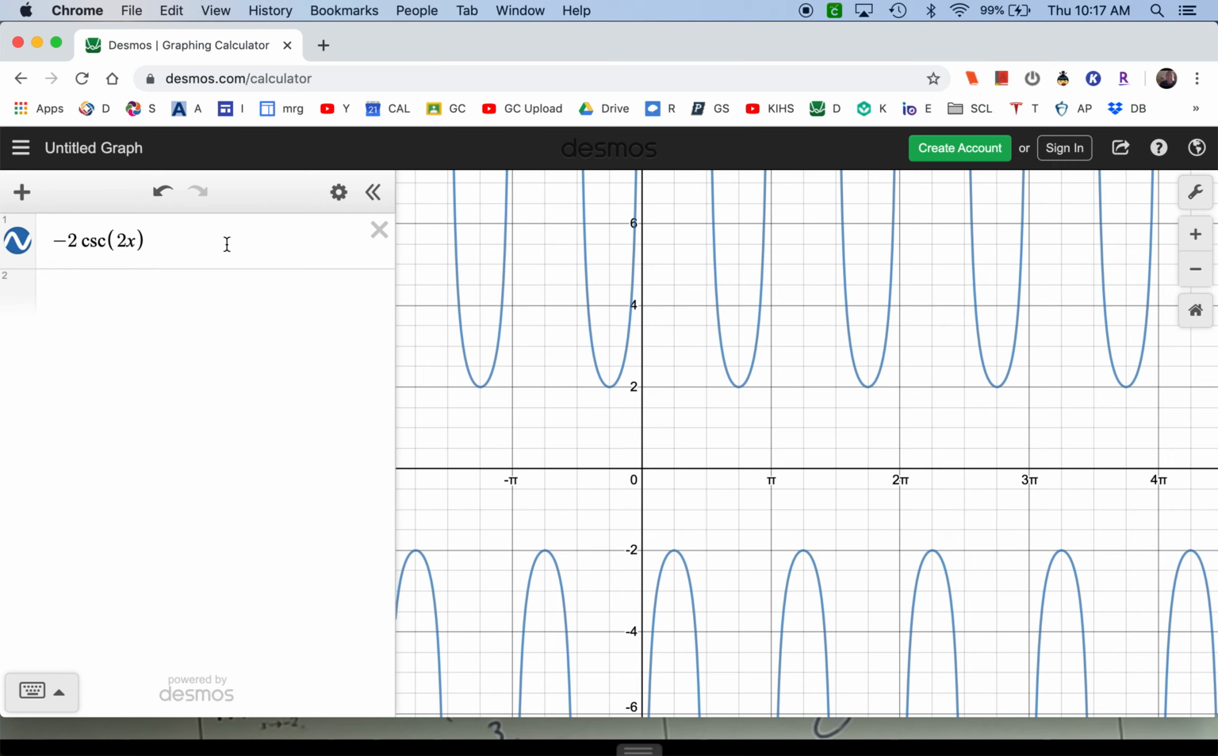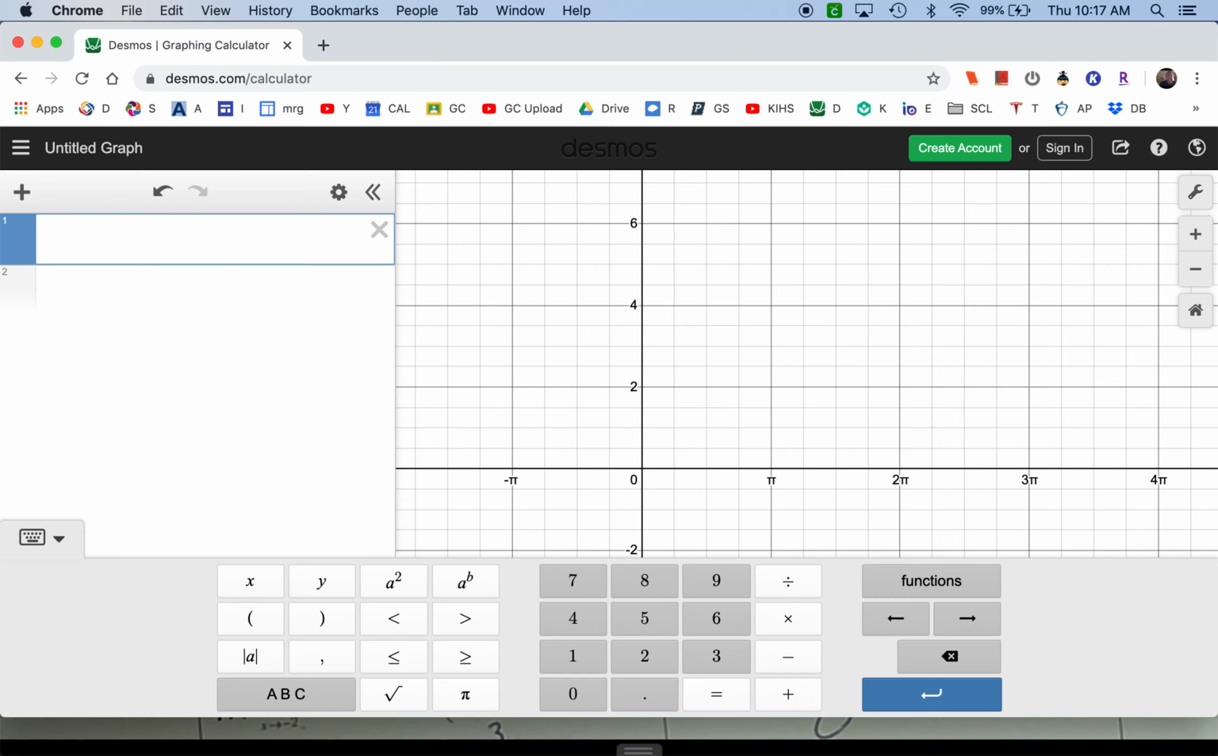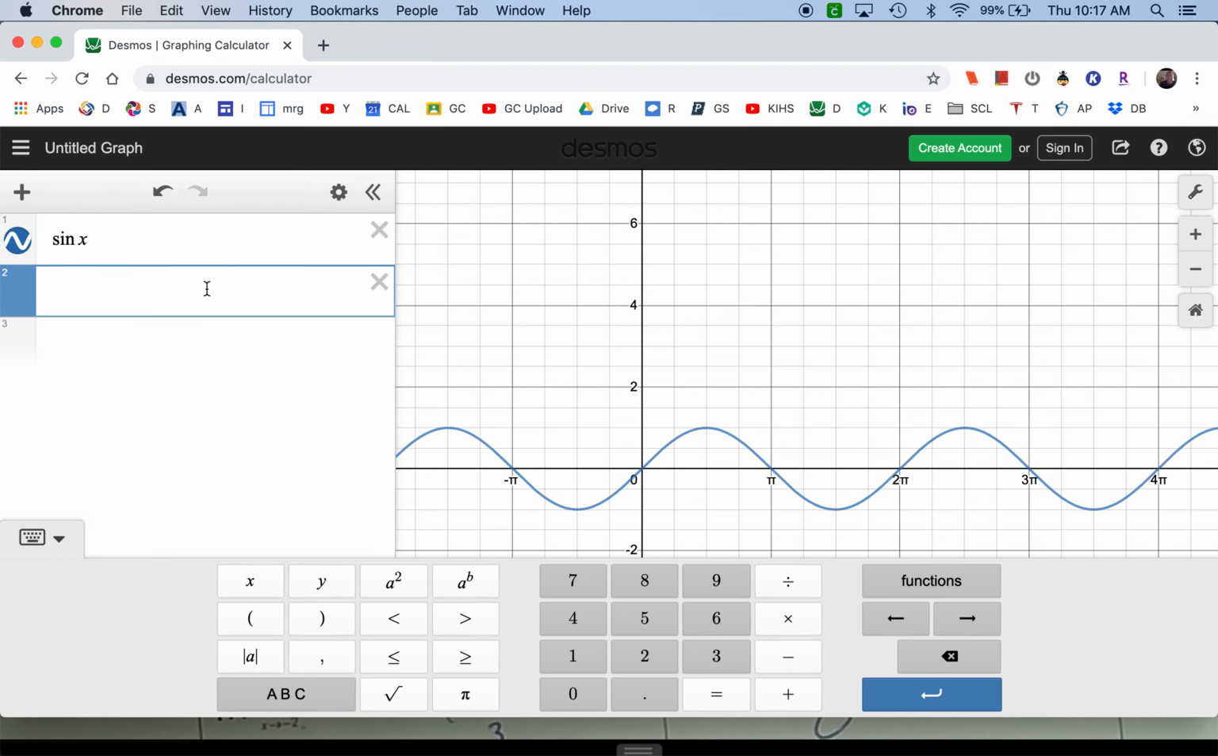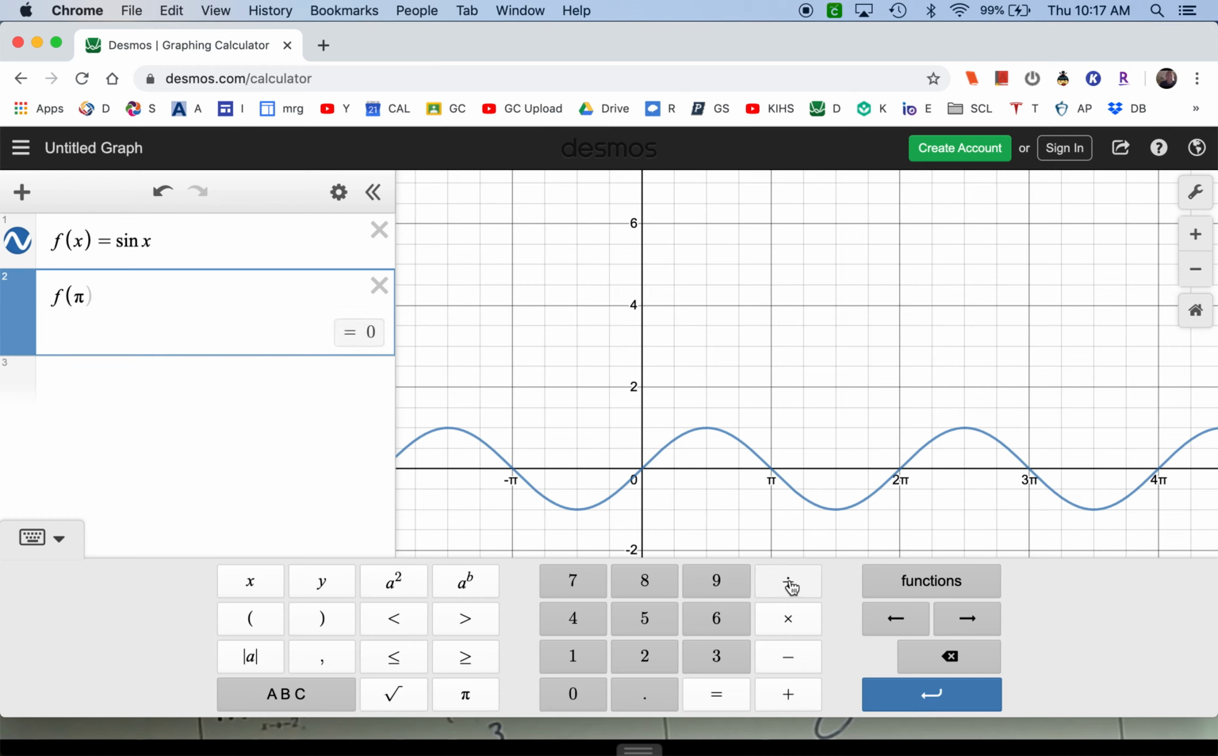Sine x, just the wave. Here we are. So sine x, just the wave. And it says pi over 4. What's the answer? So this will give me a decimal, right? Now, I can see there's a value there. So let's write this as a function. And then I can just type in pi over 4. So what's the value at pi over 4? And it's 0.707. That's good enough for me.